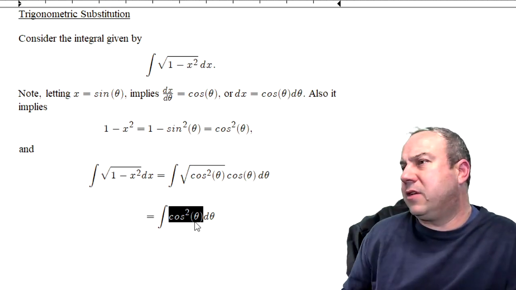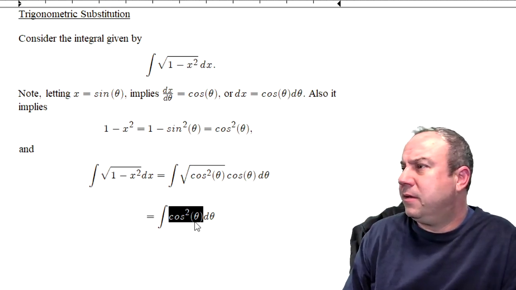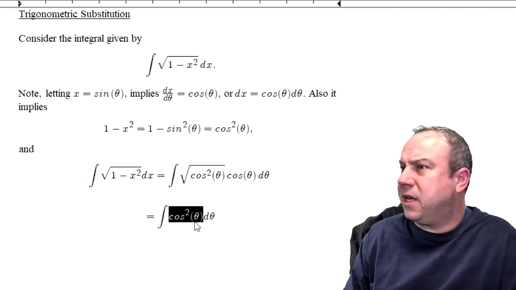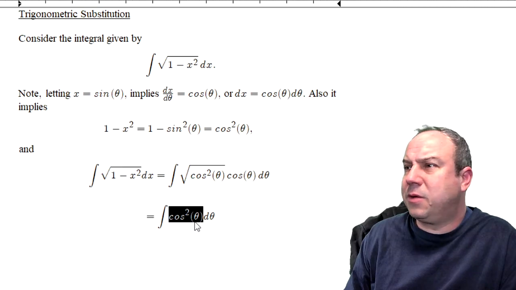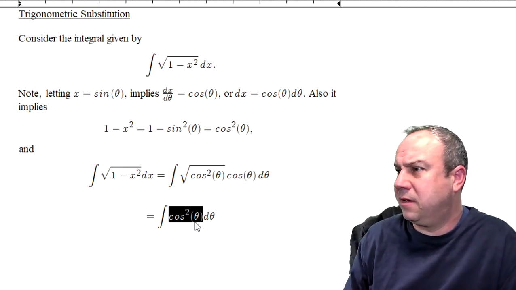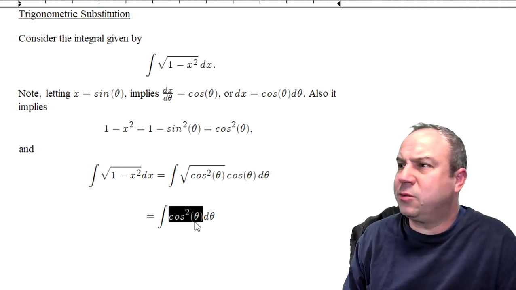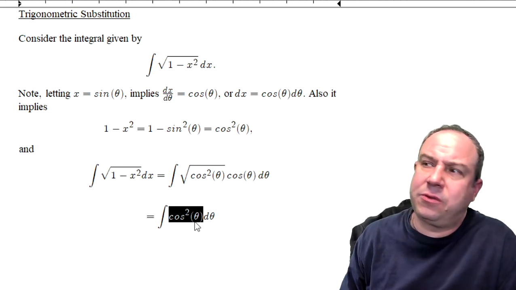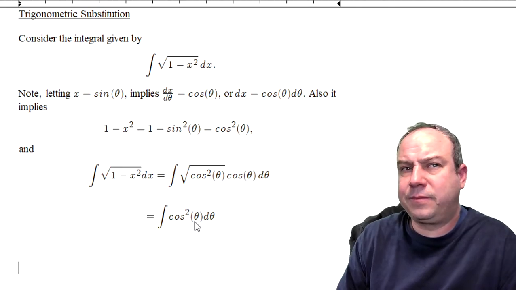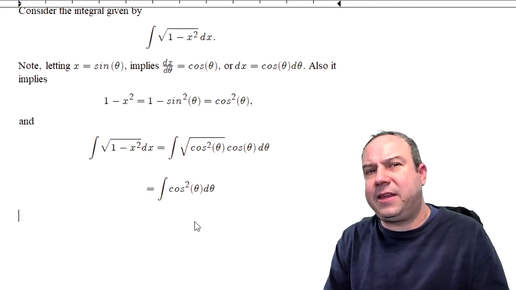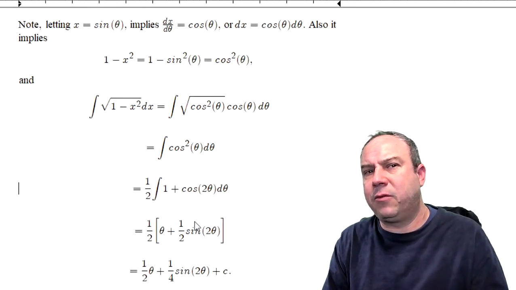Where what we have there is a trig integral. And our rules from trig integrals tell us to apply the half angle formula. Cosine squared theta is 1/2 the quantity 1 plus cosine 2 theta. Half angle formula. If we apply that here, that can be written as this.